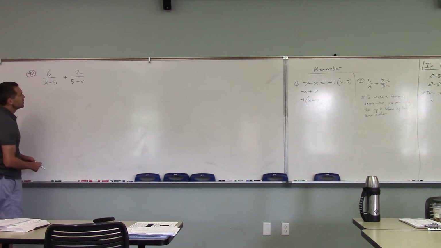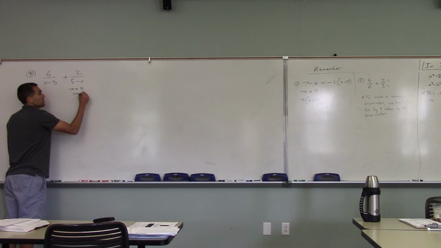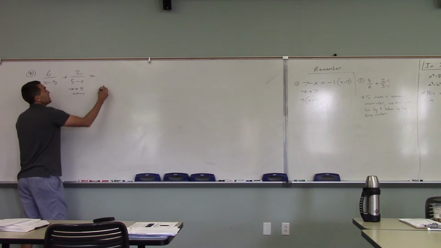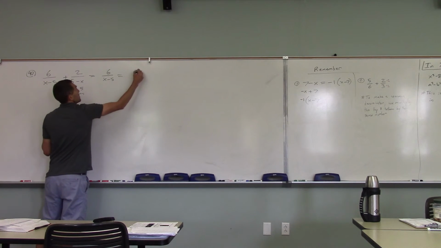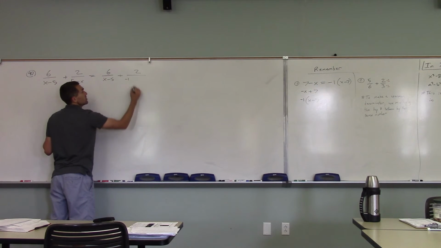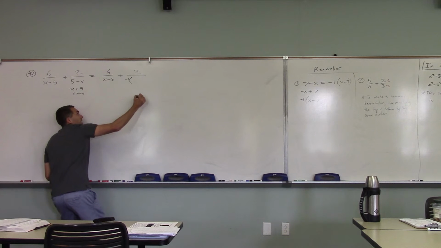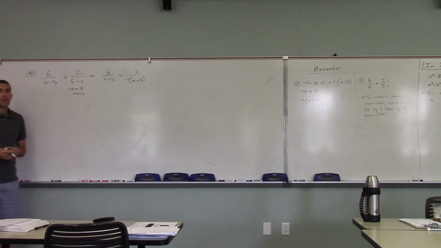So we would change the 5 minus x to negative x plus 5, which has a GCF of negative 1. So how could we rewrite that? It would be 2 over negative 1 times x minus 5. So first we can factor out that negative 1. That's totally normal stuff we've done in the past.